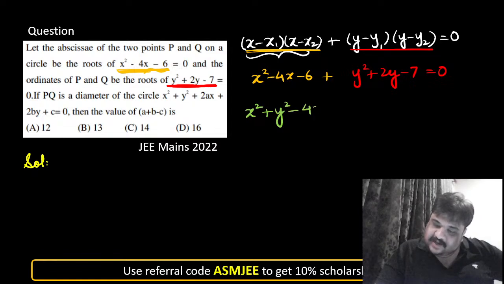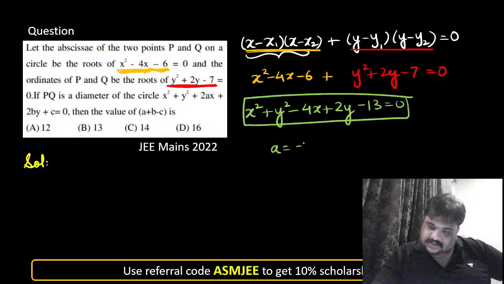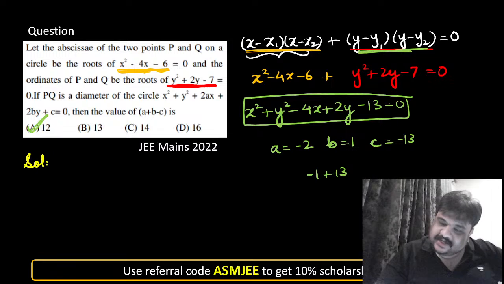Just Google and find out on Quora how many people are saying the paper was very tough, this and that. A is -2, B is 1, C is -13, A is B. You realize how I substituted it directly?